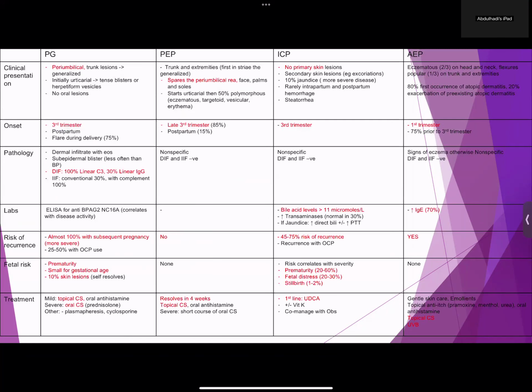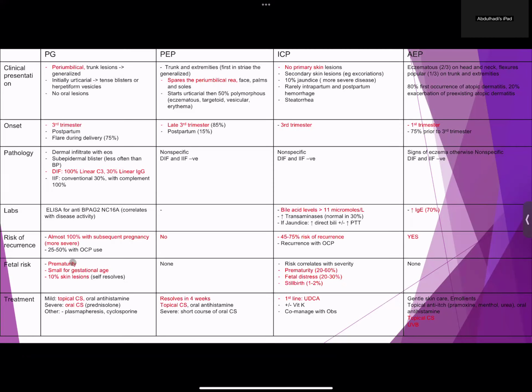Okay, let's go over this table summary. I think this is the most important slide of the presentation that you should review before the exam. Pemphigoid gestationis: we mentioned that it can start within the umbilicus or around the umbilical areas. It's similar to bullous pemphigoid. It's autoimmune, and we mentioned everything happens in the third trimester except atopic in the first trimester. Here in pemphigoid gestationis, the picture on the IF is similar to bullous pemphigoid, linear C3 and 30% IgG. It will happen almost 100% in subsequent pregnancy and with OCPs.